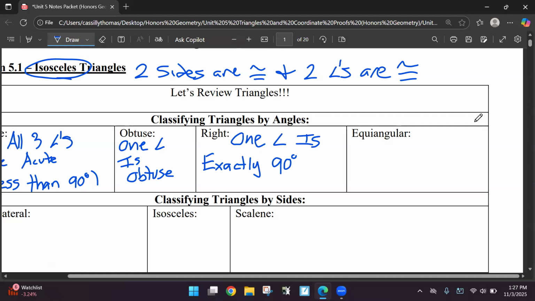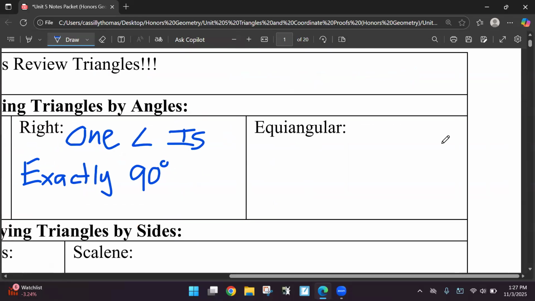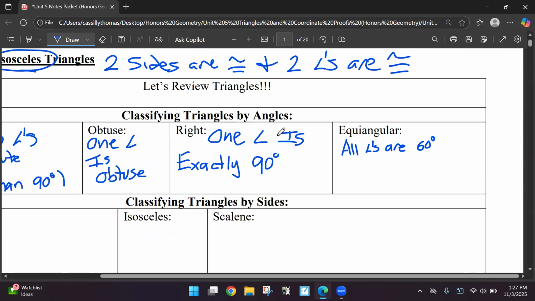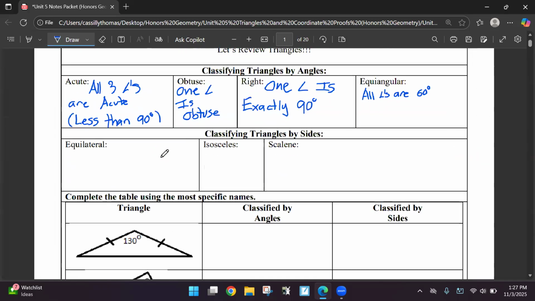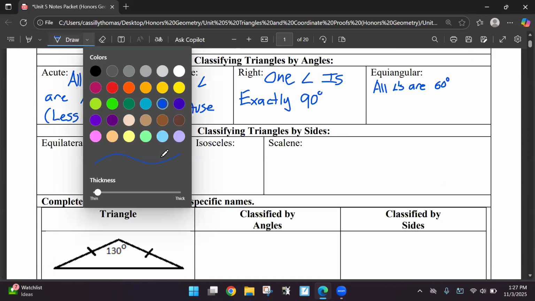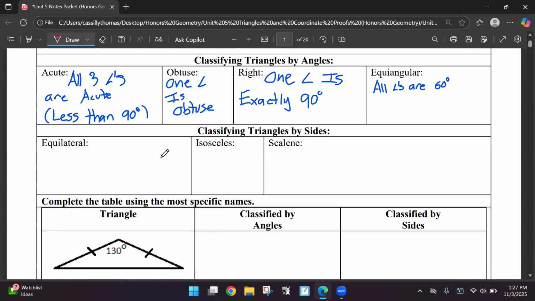And then the last one is an equiangular triangle. We've actually proved this one, but that means all angles are 60 degrees. All three of them. You can do a little algebraic proof to convince yourself, or just think about the name: equal angular, equal angles. So in an equiangular triangle, all three angles are 60 degrees. Those are four ways that we can classify triangles based on just their angles alone.